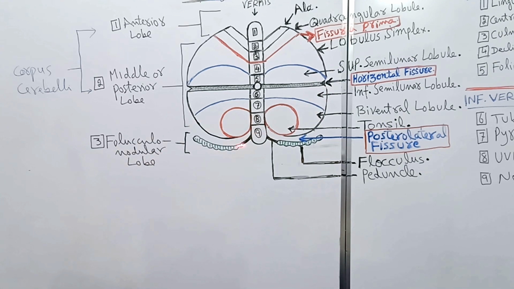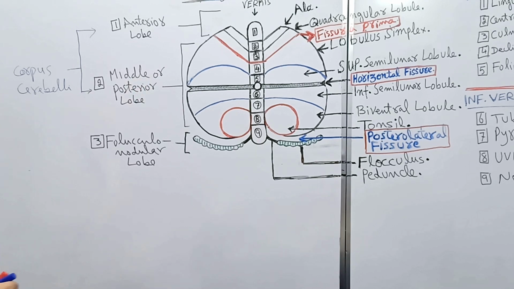Next, the flocculonodular lobe. You can see it is separated from the rest of the cerebellum by the posterolateral fissure or fissura posterolateralis. This flocculonodular lobe comprises the nodule of the vermis, peduncle, and flocculus. This constitutes the flocculonodular lobe. Now, I told you that we divide it into anterior lobe, middle lobe, and flocculonodular lobe. The middle lobe is also known as the posterior lobe.